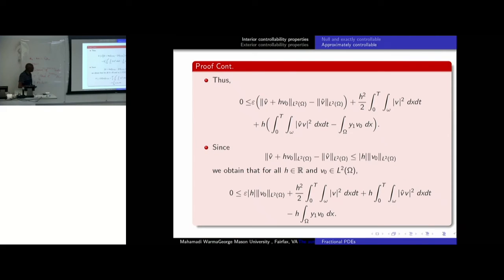Then you compute, and you will get that 0 is less than epsilon times the norm of V hat plus H V0, minus the norm of V hat, plus the H squared norm squared plus H times this norm, minus this one. But remember that the L2 norm of V hat plus H V0 minus the L2 norm of V hat is less than or equal to the absolute value of H times the L2 norm of V0. Since we know that, we obtain that for any H at V0, we have this inequality: 0 is less than or equal to what we have in the right-hand side.